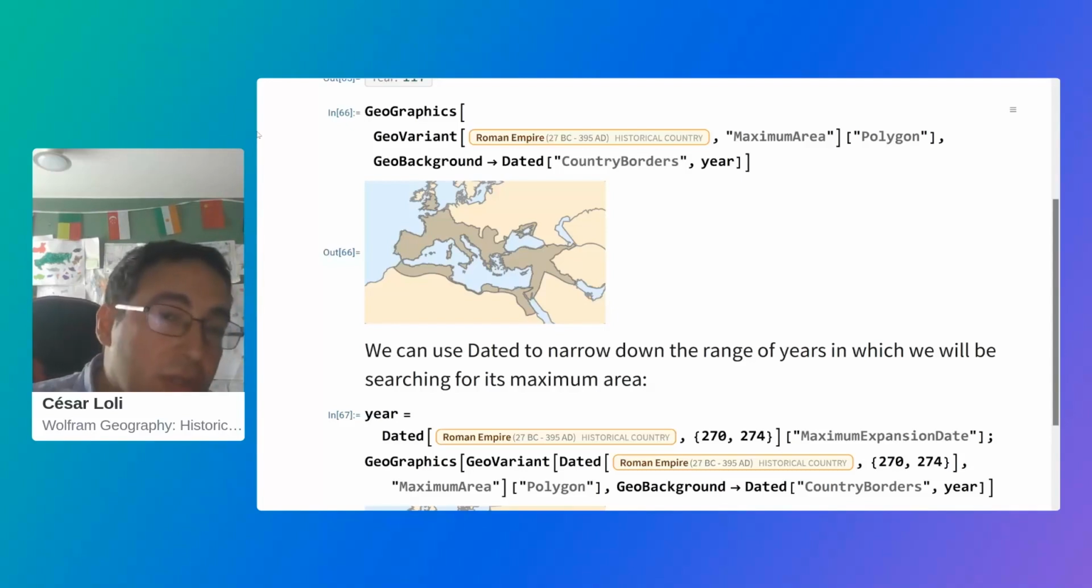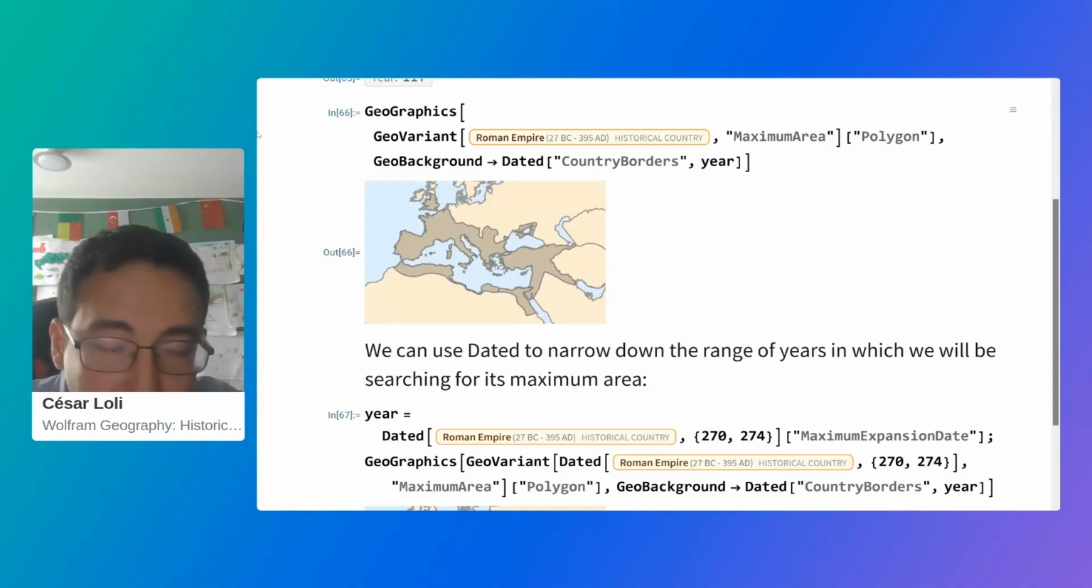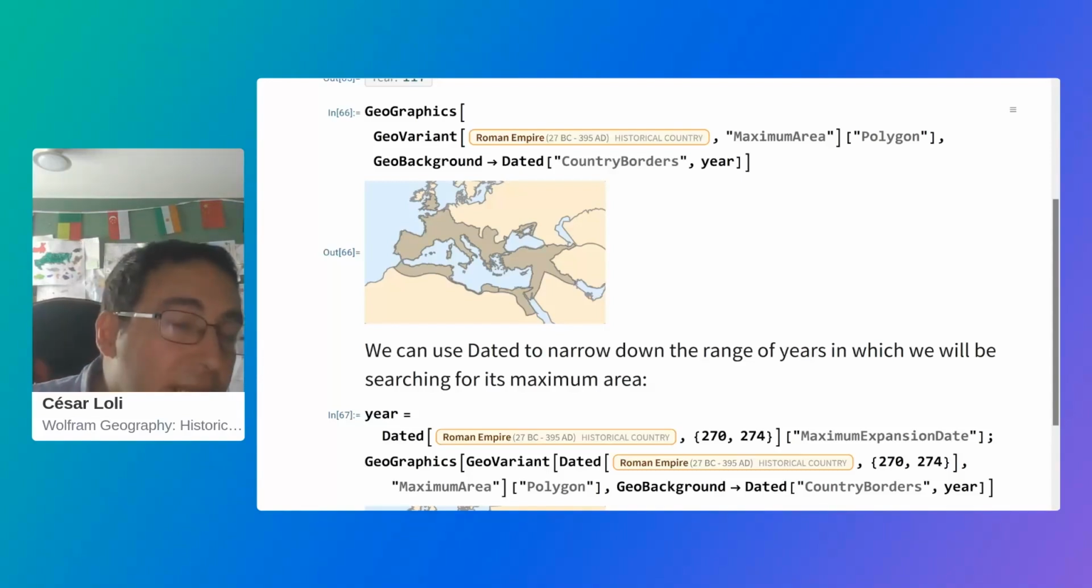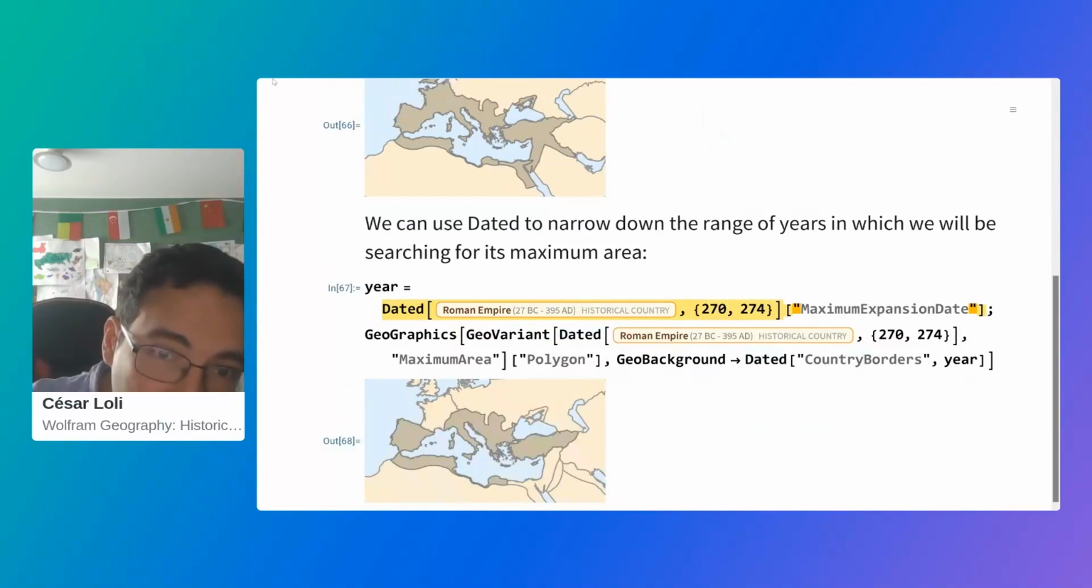We are no longer calculating what is the maximum area of the Roman Empire in all its history, but what its maximum extent was in a given period of time. For instance, we here can see that we can calculate upon the maximum expansion. We can see the maximum expansion date between these 2 years, 270 and 274, and we can see that the area is much more reduced.